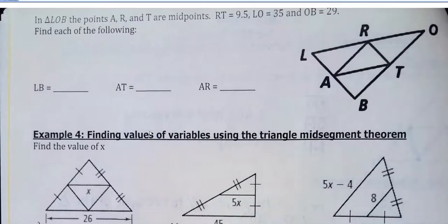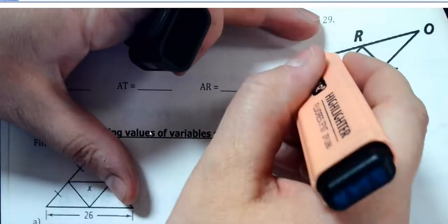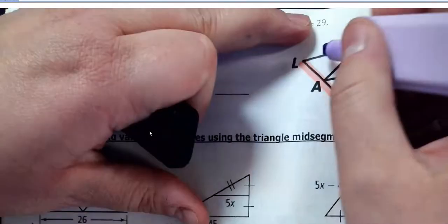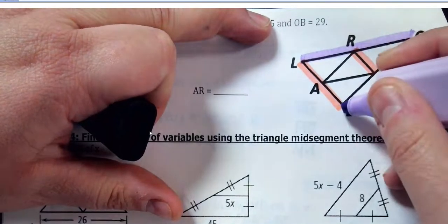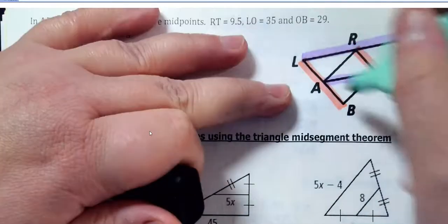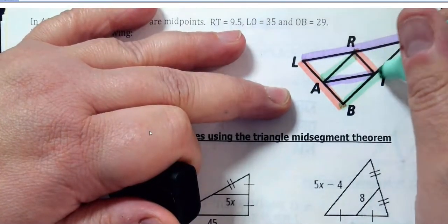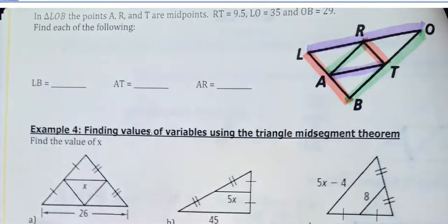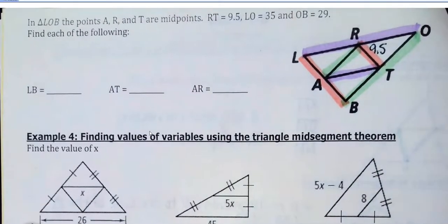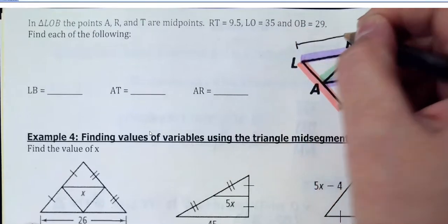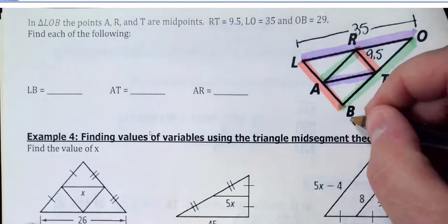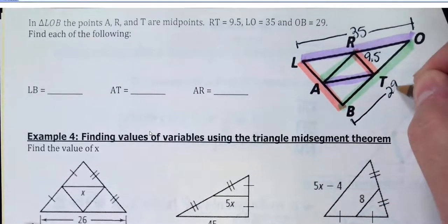All right, so I'm just going to label some stuff. Before I start, I'm just going to highlight the mid segment and the side that it's parallel to, in the same color, just to help me out a little bit as I do the question. And this does have all 3 mid segments drawn into the picture. And then I'm just going to mark up what they tell me in the directions here. So R to T is supposed to be 9.5. L to O, that's a whole side in the triangle, 35. And O to B, that's another whole side in the triangle, is 29.